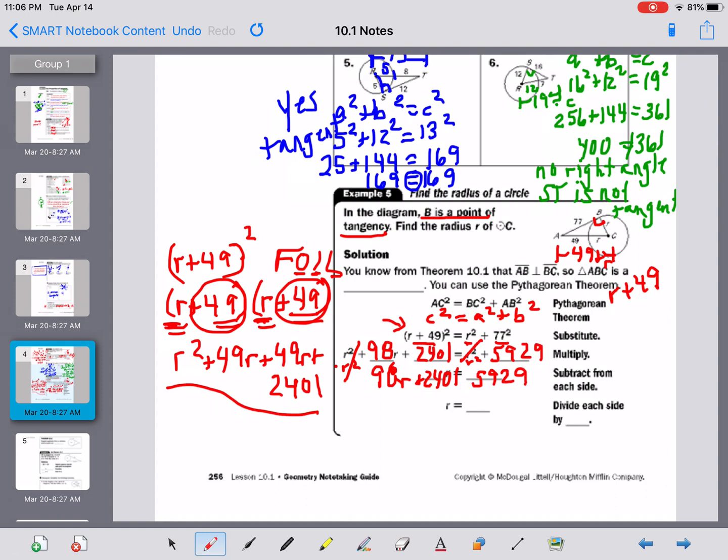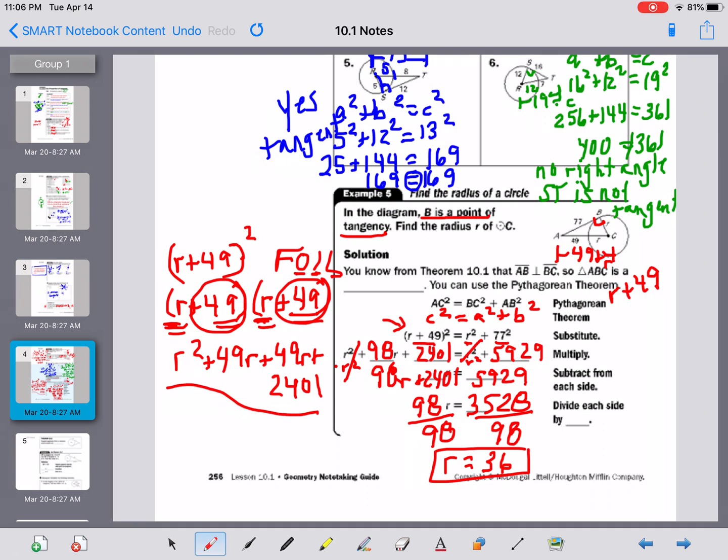I only have one R left, so I'm working to get it by itself. So I'm going to leave my 98R on the left. I'm going to subtract 2,401 from both sides, and I get 3,528. And I need to divide by 98 yet. And I'm going to find a radius of 36. Now, quick note, they did not give us pretty numbers, but it worked out. I just want to give you a hint. Sometimes you don't get pretty numbers, and sometimes your radius will be a decimal.